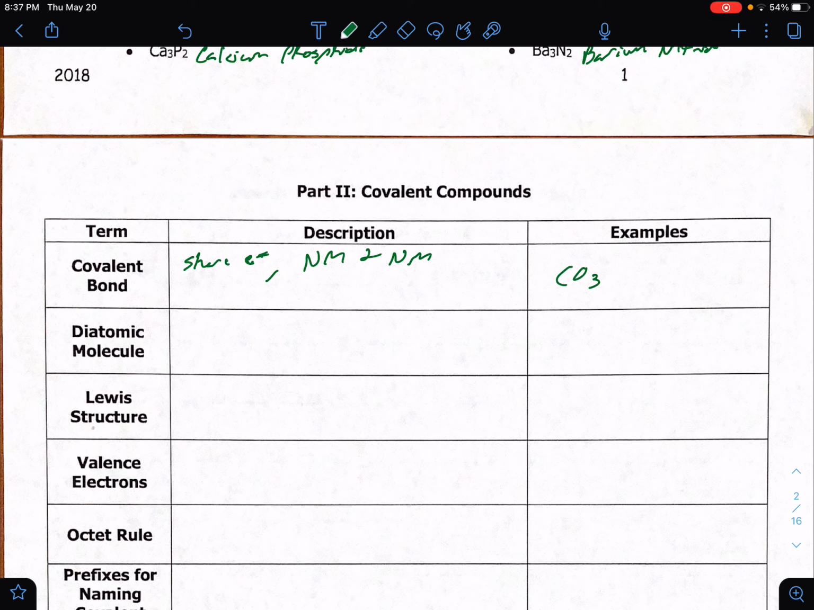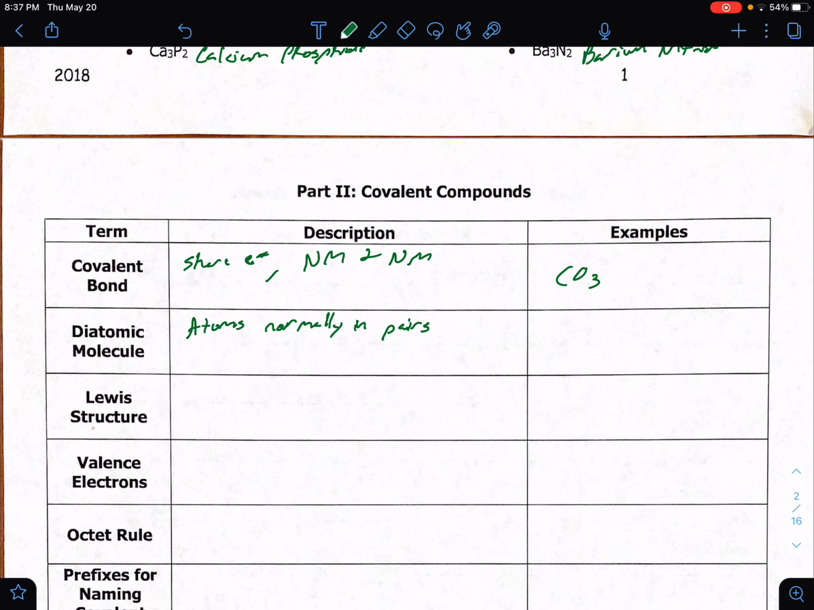Diatomic molecules are atoms that are normally in pairs, so they cannot be alone. I'm just giving you the gist of these definitions. If you want more detail, I usually have my students just paraphrase it. You don't have to write out the entire key, you can if you want, but I'm just giving you the gist so you know what each term is.